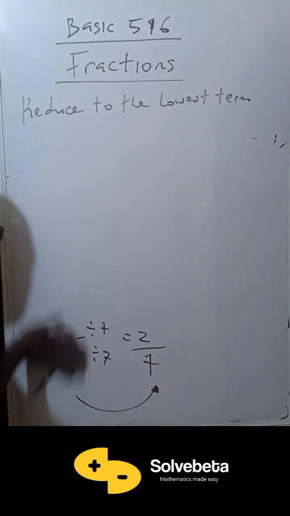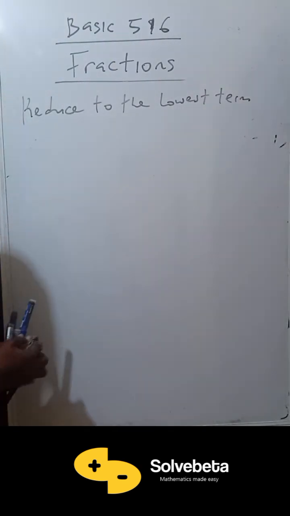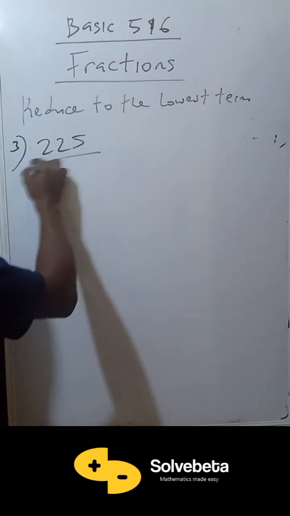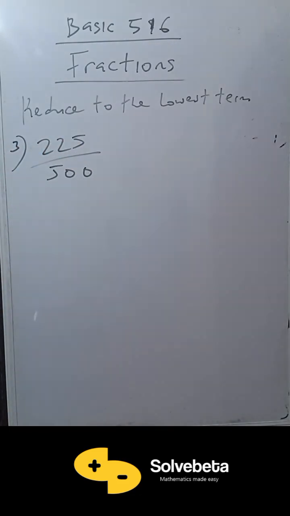Let's go to a third one. 225 divided by 500. You want to reduce this to the lowest term.